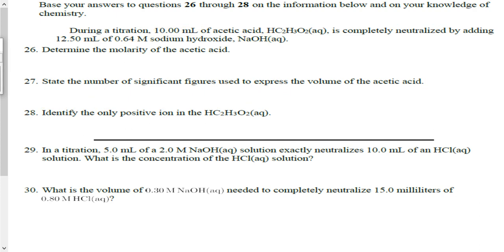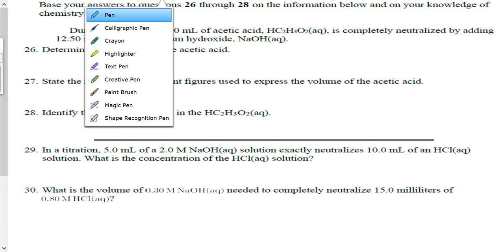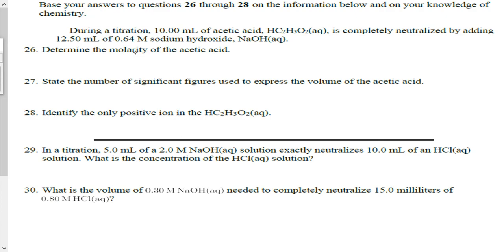So for question number 27, you have to state the number of significant figures used to express the volume of the acetic acid. So that's the volume that we have to focus on. 10.00. If you review the significant figure concept, you would know that 10.00 has 4 significant figures. So the correct answer for question number 27 is 4.